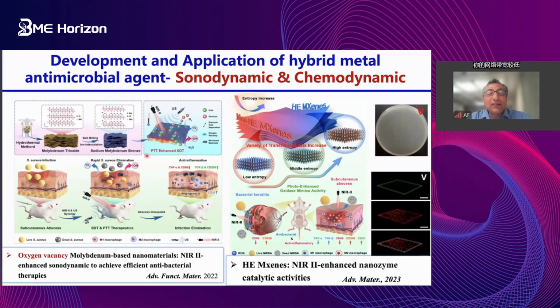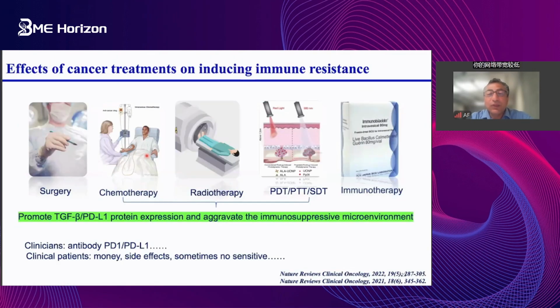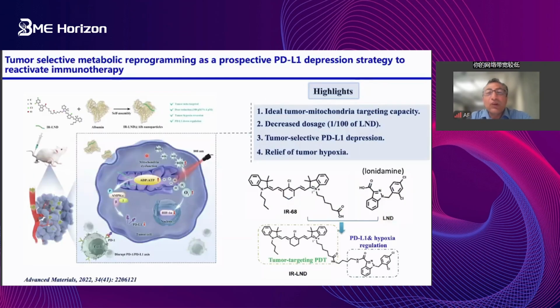I would like to ask about a very nice hybrid nanosystem you made for PD-L1 regulation. That is really genius, this antibody. How do you reprogram it as a strategy for reactivating immunotherapy? I know you mentioned a few, but I'm interested in IR68, which is a very nice one, and the other one you also made, IR LND one. This is a really nice strategy. If you can comment on that, that would be great.